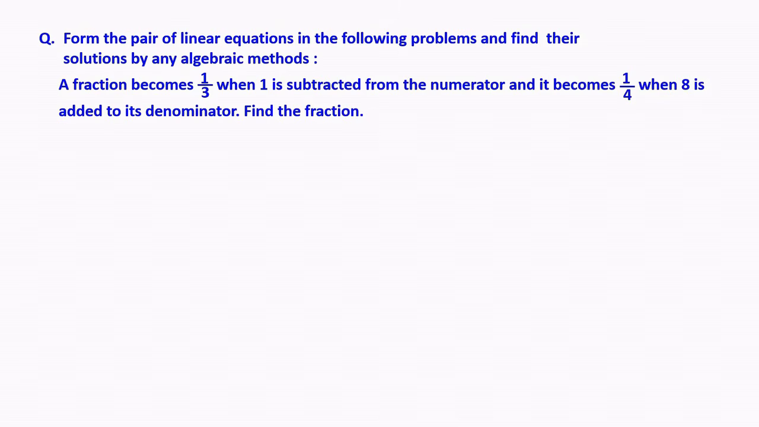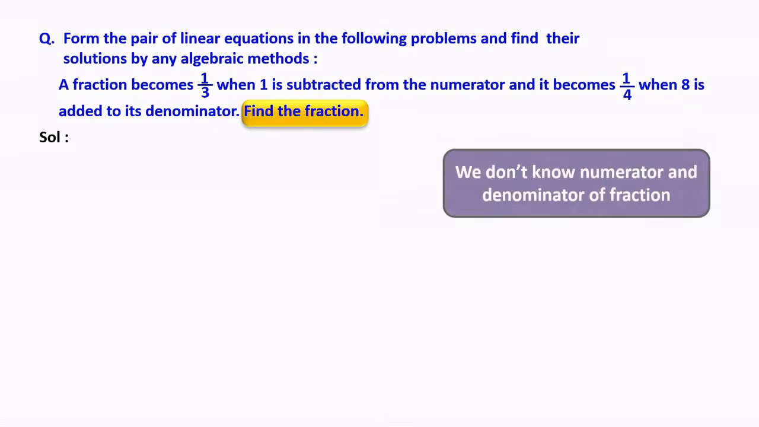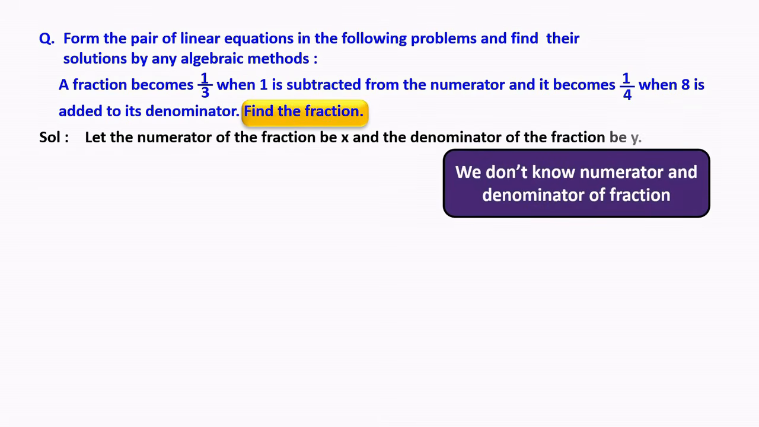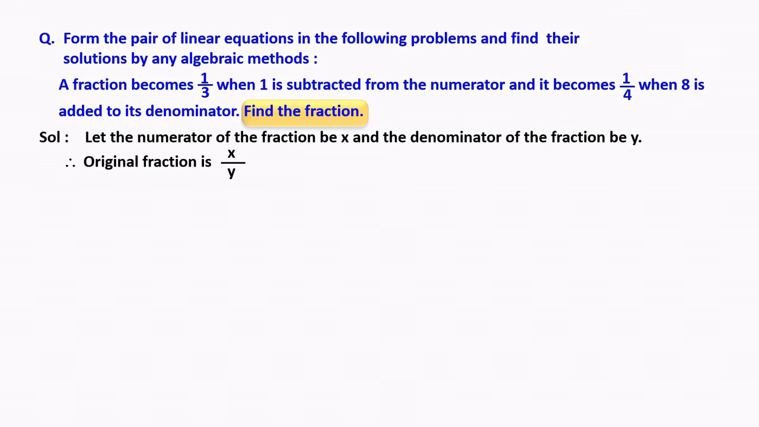Let us read the question carefully. A fraction becomes 1 by 3 when 1 is subtracted from the numerator. And it becomes 1 by 4 when 8 is added to the denominator. We need to find the fraction. First, let us assume the numerator as x and the denominator as y. So, the original fraction is x by y.